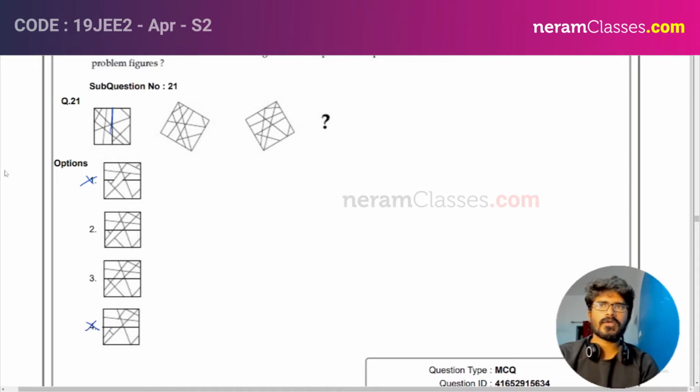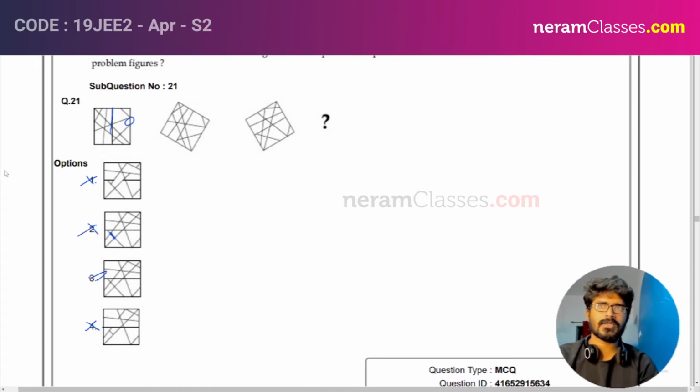If you compare 2 and 3, the answer has to be either 2 or 3. Here also we have what looks like a cut, but if you look closely, this is not actually a cut. This is ending at the end of the square. So there are no in-between cuts in the entire composition. But in this second option we have a cut here. So option 2 is also a wrong answer.